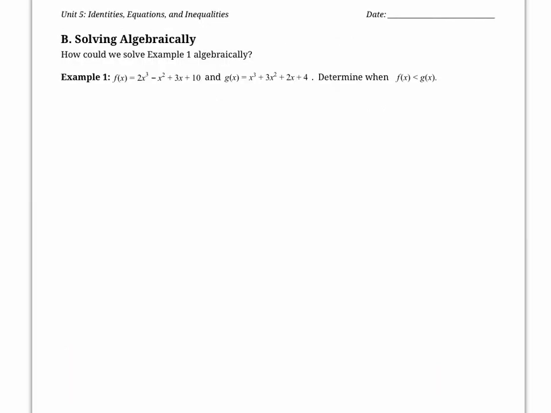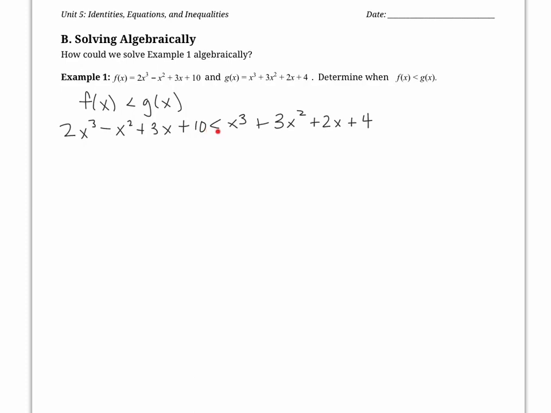Now let's take a look at the exact same example with f of x and g of x, but let's solve it algebraically and see if we come up with the same solution we came up with graphically. So we're to determine when f of x is less than g of x. So let's set up our inequality. So now we're ready to solve this.